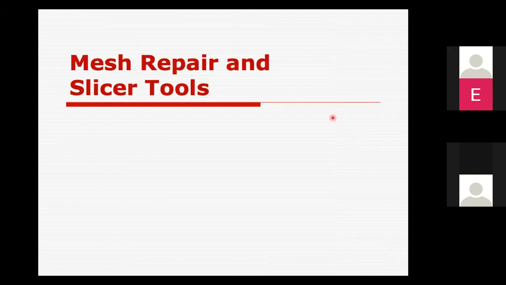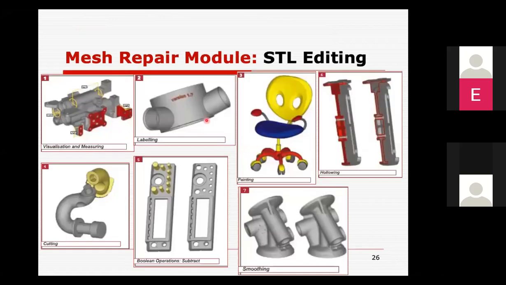And then mesh repair and slicer tools. So you may be using some STL editing, in order to do some repair or some visualization of the STL file, or labeling of the STL file, or even painting by adopting different colors. And even hollowing it out, or cutting, or Boolean operations, or smoothing. You may wonder why we need to do this.